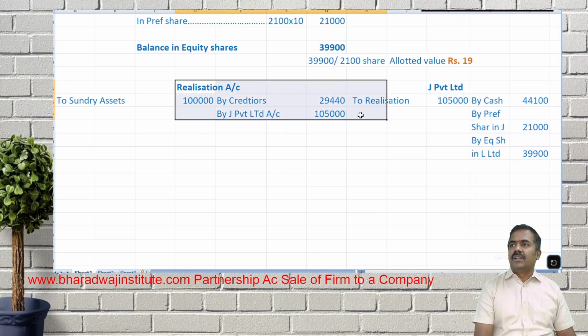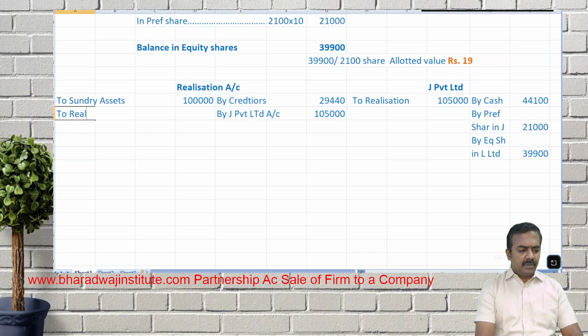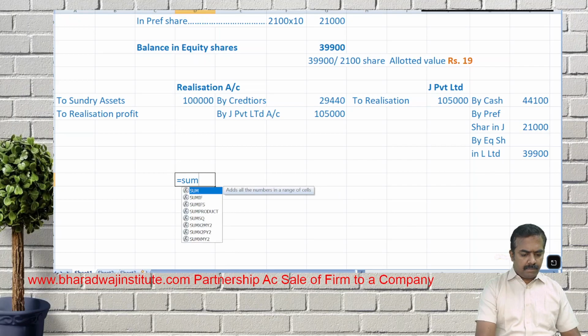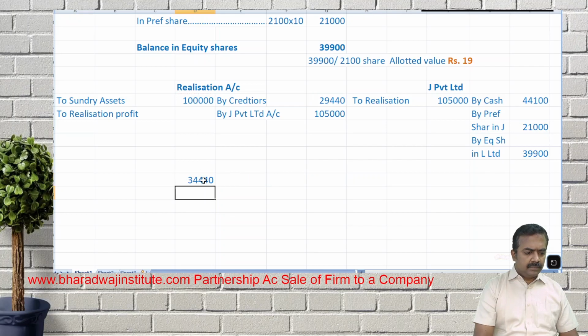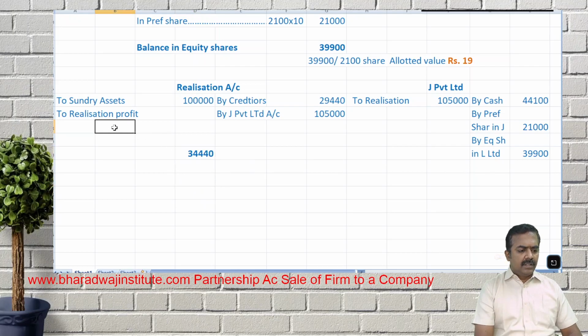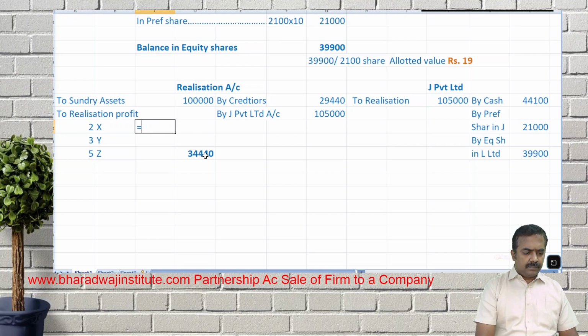Now we can close which account? Realization account. Realization profit will come. See how much the realization profit is. How much is coming? 34,440. This realization profit will be shared by whom? Who are the partners? X, Y, Z. What is the profit sharing ratio? 2:3:5. Copy this.